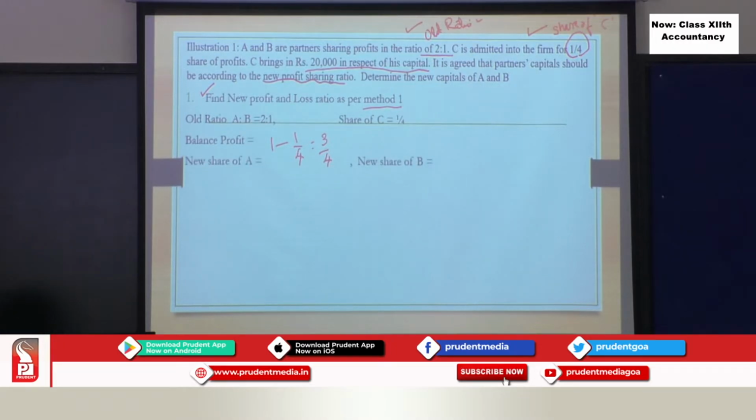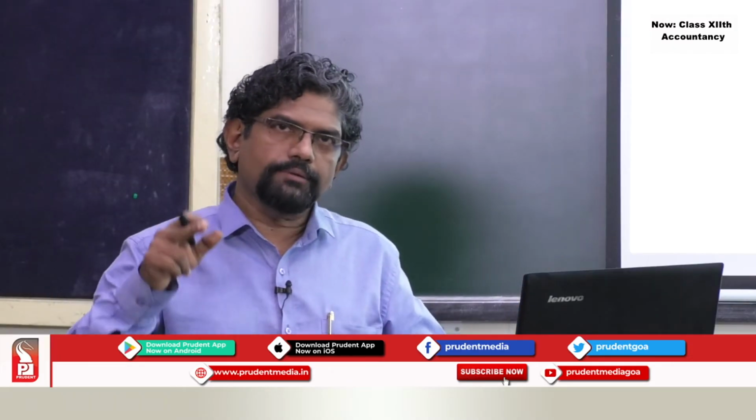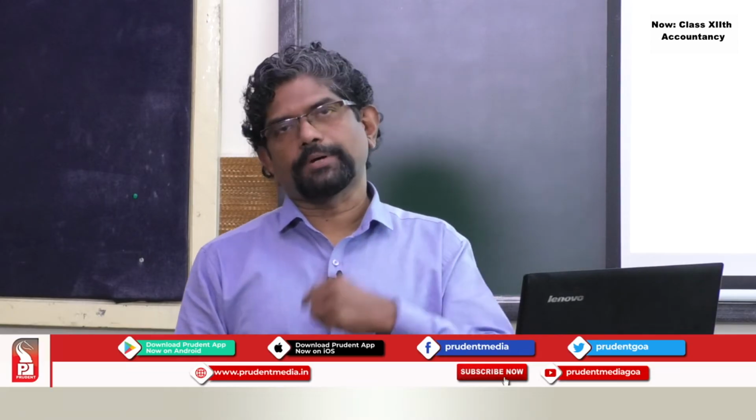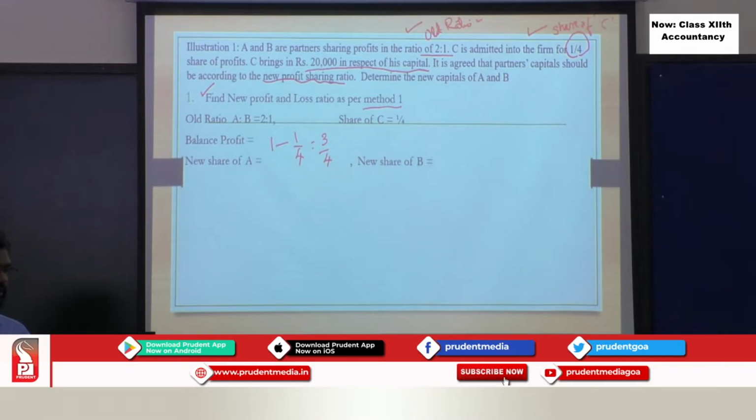Now this 3/4 we have to divide in the old profit and loss sharing ratio to find out the new ratio of old partners. So the new share of A will be the balance of profit, that is 3/4, multiplied by his old share, 2/3. So this will mean 6/12. So the new share of partner A is 6/12.